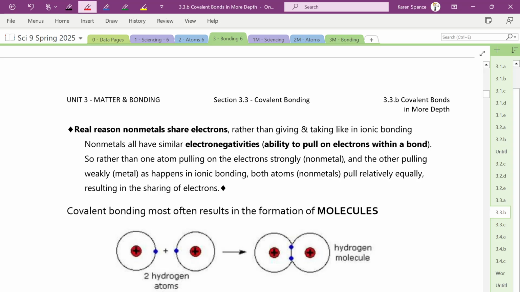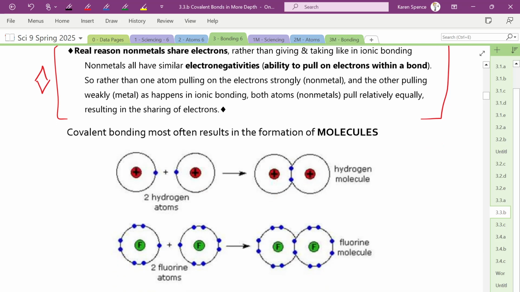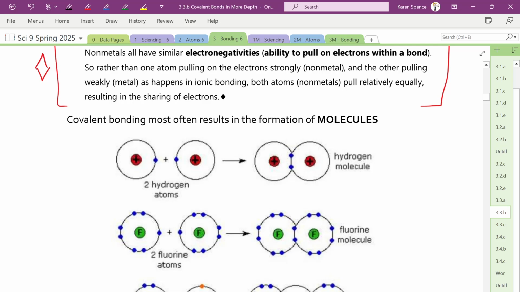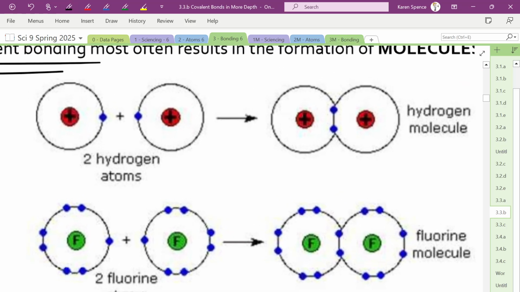You can read this electronegativity thing if you want to. This is enrichment. But almost all the time, when you have covalent bonding, you get molecules. So here is a hydrogen atom and a hydrogen atom. Each of them has one gap in their outer shell. So what can they do? They can share, and that gives each hydrogen 2 electrons. How many electrons fill up shell number 1? 2 electrons fill up shell number 1.